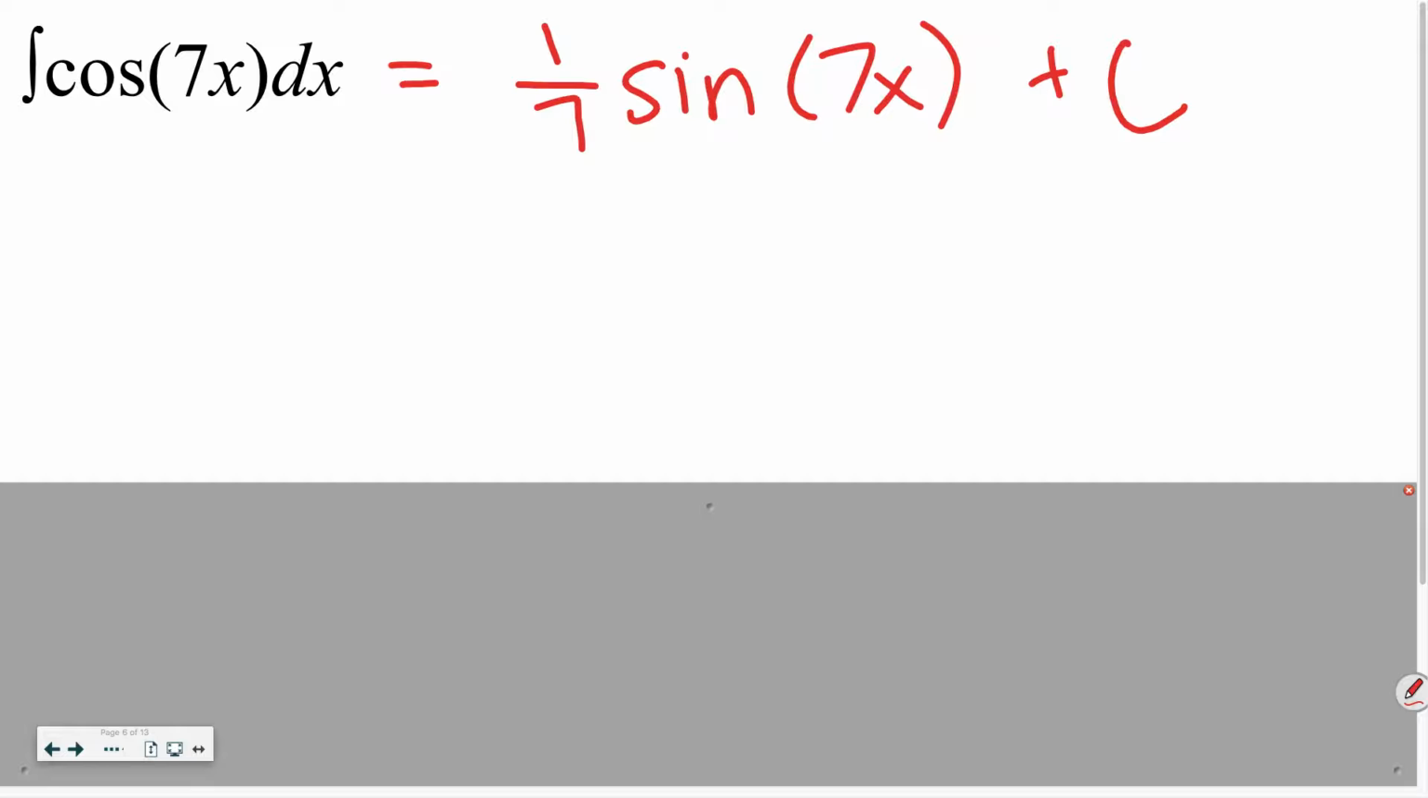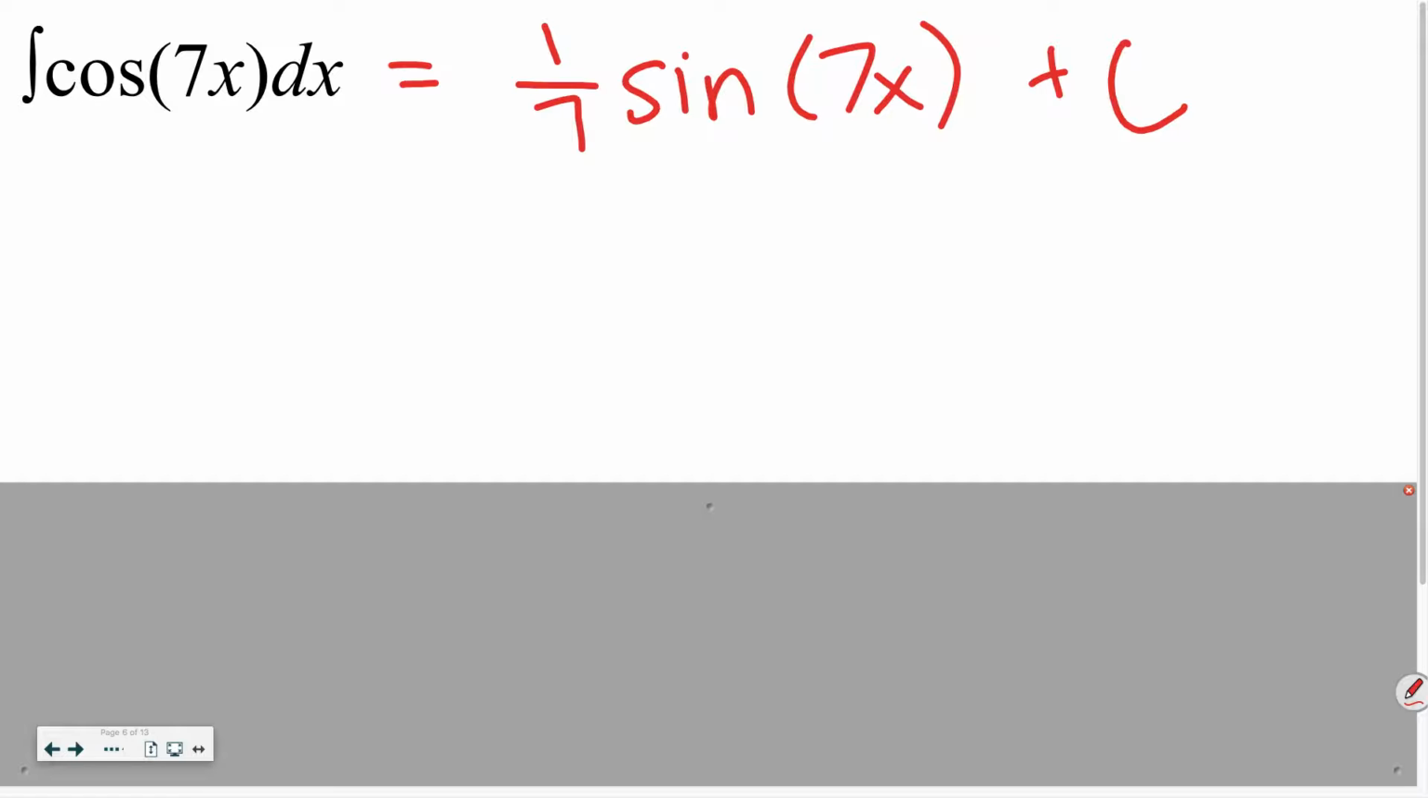Colby, what do you think it is? I said 1/7 cosine of 7x. And why did you say 1/7? So we have to count the chain rule. Okay, so if we were to take the derivative of sine of 7x, we would use the chain rule to multiply by 7. So we need that 1/7 there to counteract that. What's he missing? Plus c. Don't miss that.